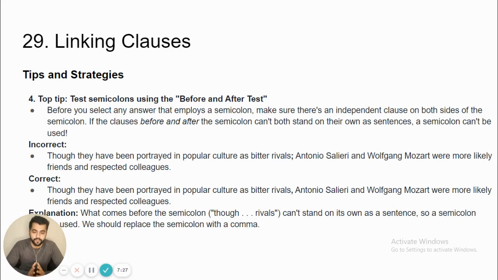Alright, so here we have two clauses. The second clause is an independent clause, but the first clause is a dependent clause because on its own it does not give us any meaning. The correct version would be that we use a comma instead of a semicolon to join these two clauses together.